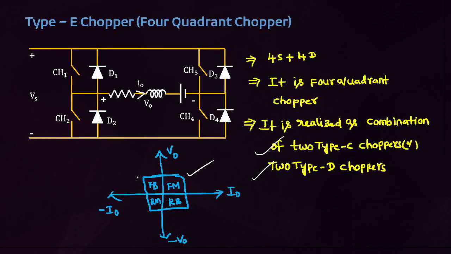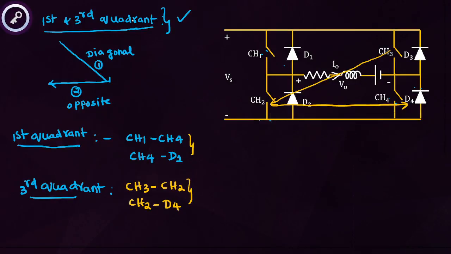First quadrant forward motoring, second quadrant forward braking, third quadrant reverse motoring, fourth quadrant reverse braking. It is operated in the first and third quadrant, students. Which devices are operated in the first and third quadrant? In first quadrant, CH1, CH4, D2 are operated. In third quadrant, CH3, CH2, D4 are operated.